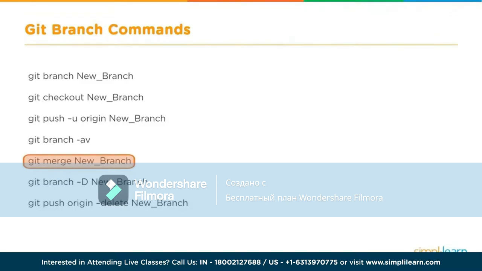Once you merge the contents of any branch, you would possibly want to go ahead and delete this branch. The command to delete the branch locally is git branch -D and the name of the branch. This again would delete the branch locally. In order to make this change on the server, which is to remove this branch from the server, the command is git push origin --delete and the name of the branch. This would also delete the branch that you created on the server.